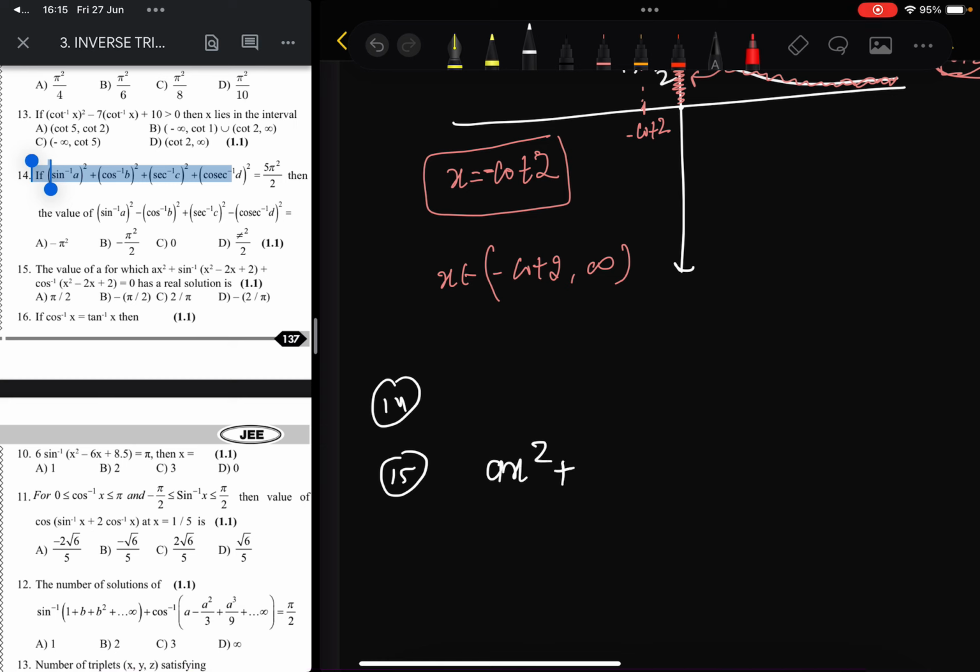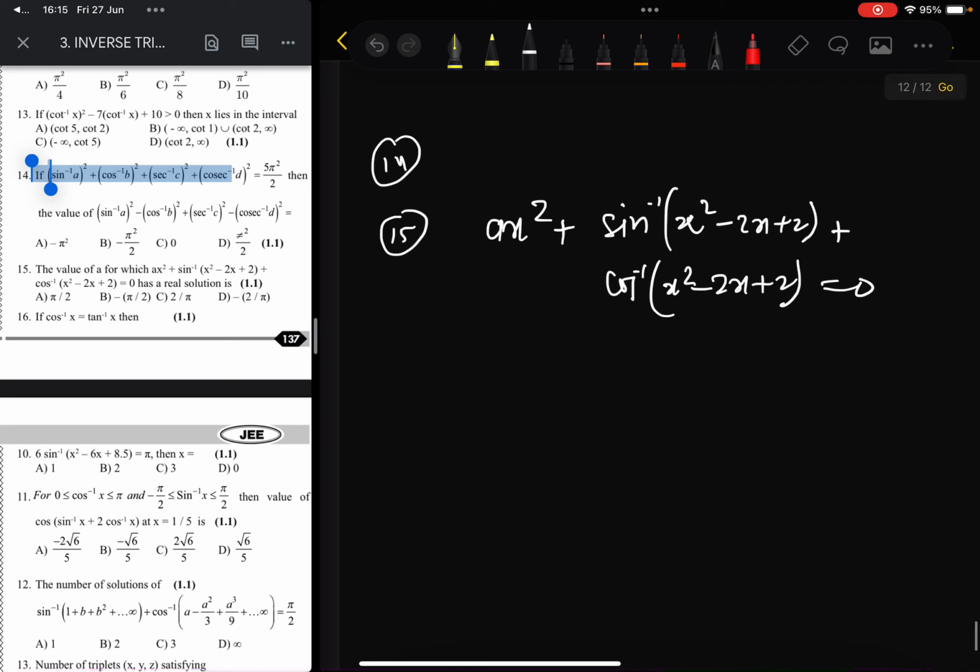Ax square plus sine inverse (x square minus 2x plus 2) plus cos inverse (x square minus 2x plus 2) equals 0. Right? It has a real solution, okay, we need to find the value of it here.